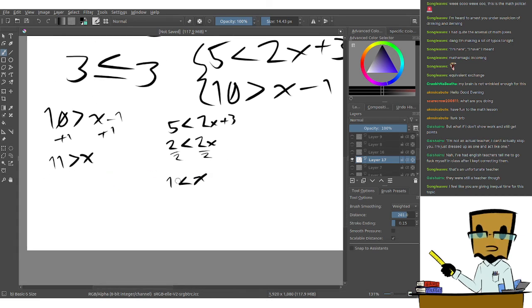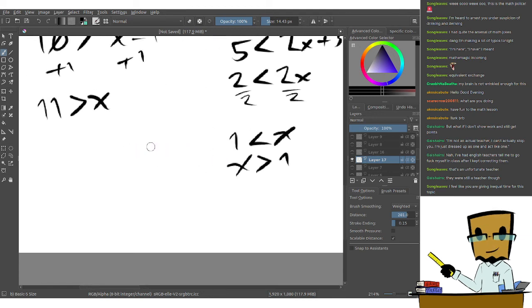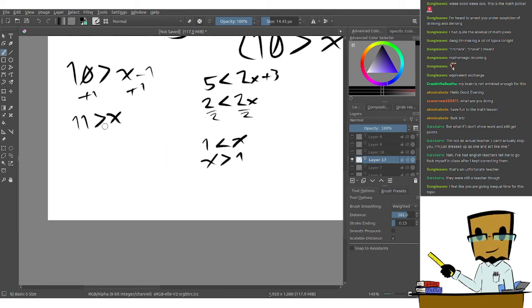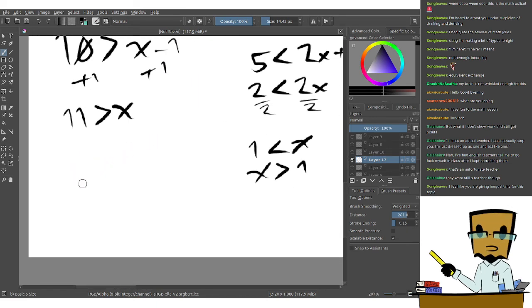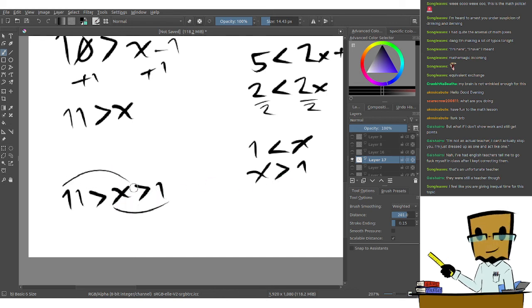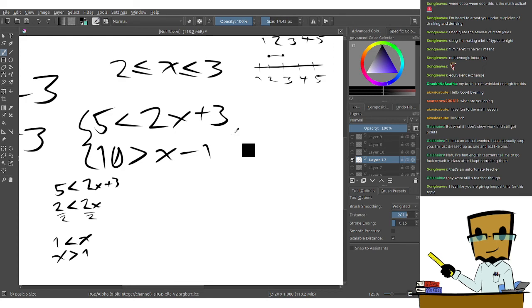So we end up with two equations with x. Let's swap this around. X is greater than 1. And I guess on this one as well. 11 is greater than or equal to x. And x is greater than or equal to 1. You can just combine them like so. There you go. But we found the range of answers for this.